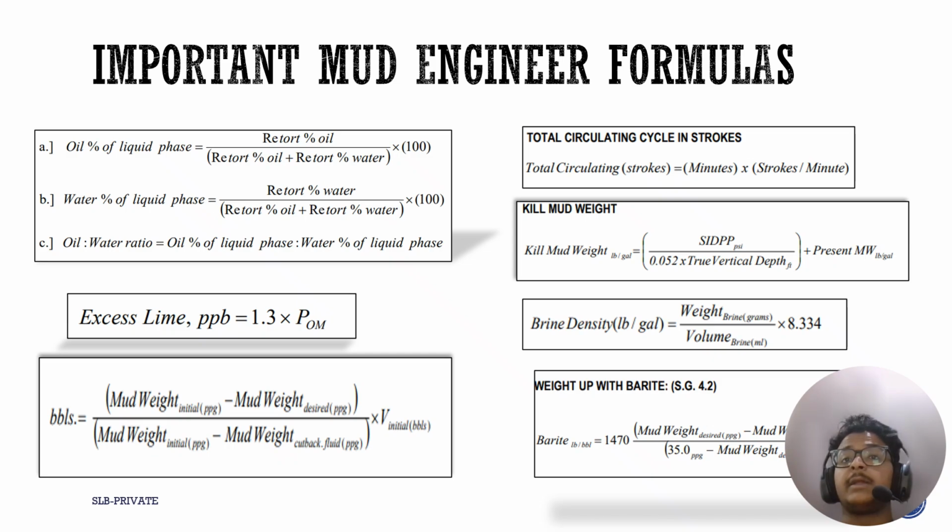Also, you can know the brine density by this formula. Also, there is a test you can do, it's called a hydrometer, if you don't want to use the formula. Finally, about increasing the mud weight by barite. So these are the most common formulas that we use as mud engineers.